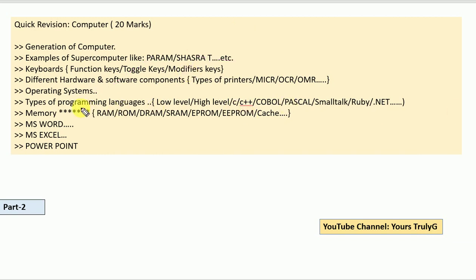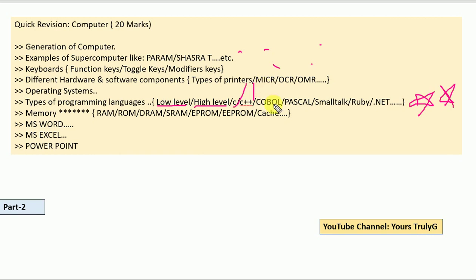And the types of programming languages, this is very, very important. They have asked many times what a low level language and a high level language are. They will give four options, and you have to choose which of the following is a high level language and which is a low level language. Is C or C plus plus a low level language, a high level language, or a machine language?